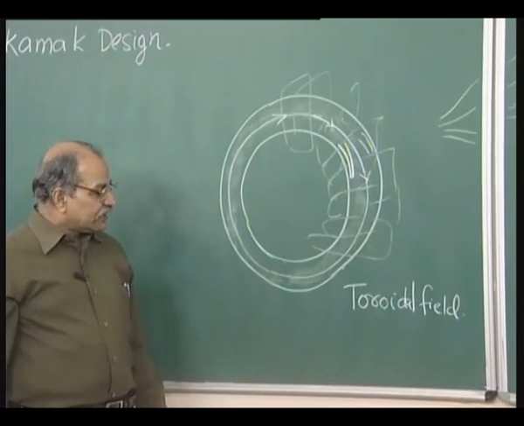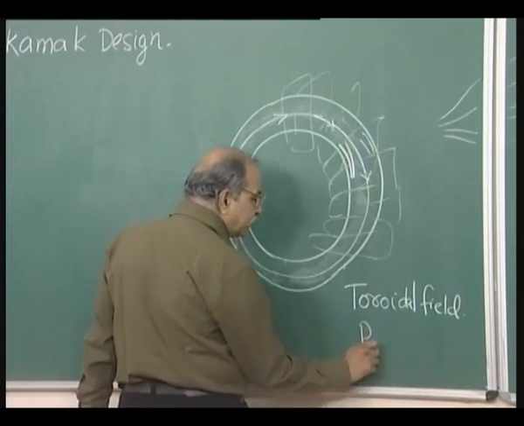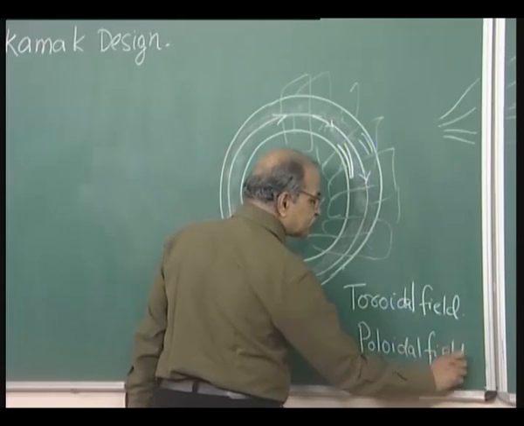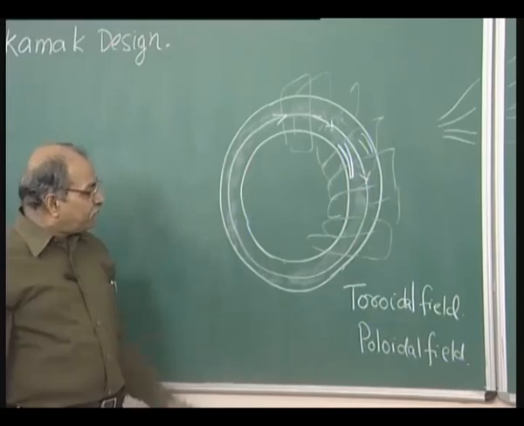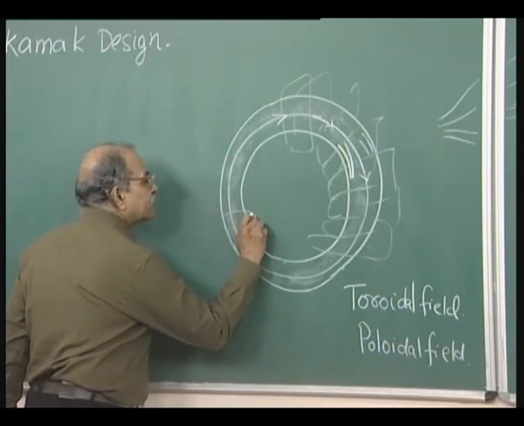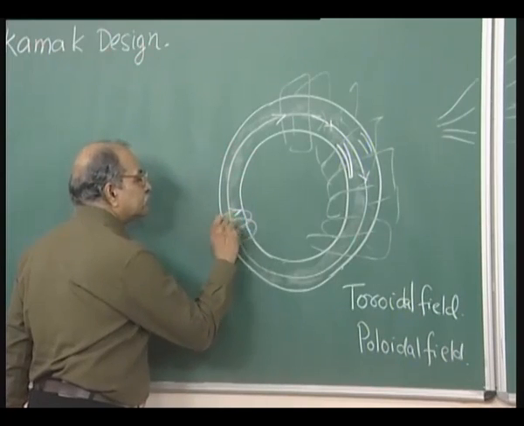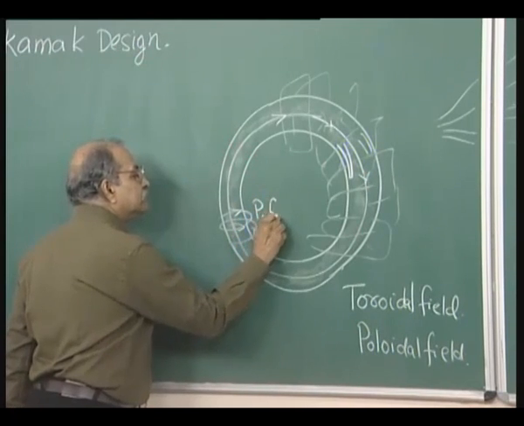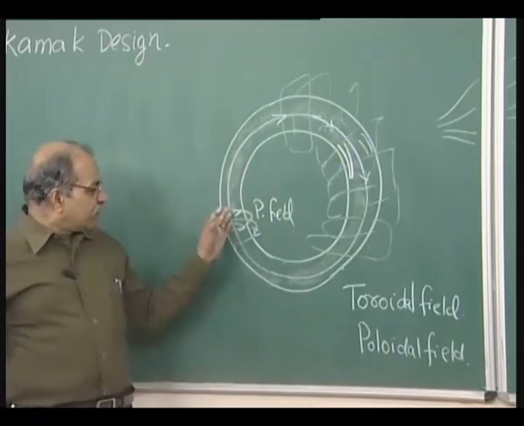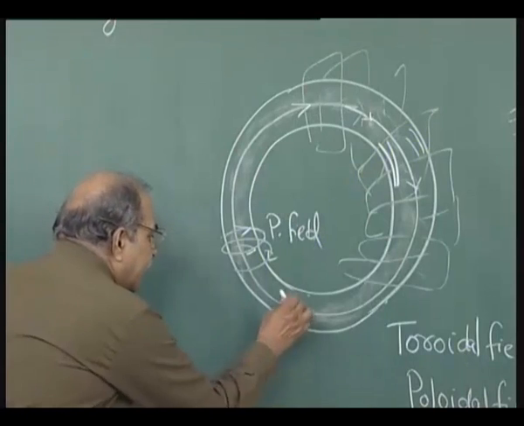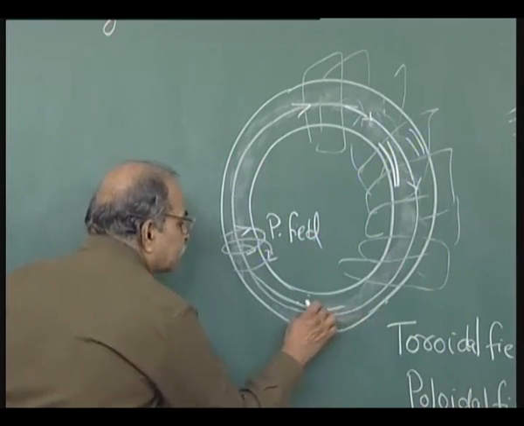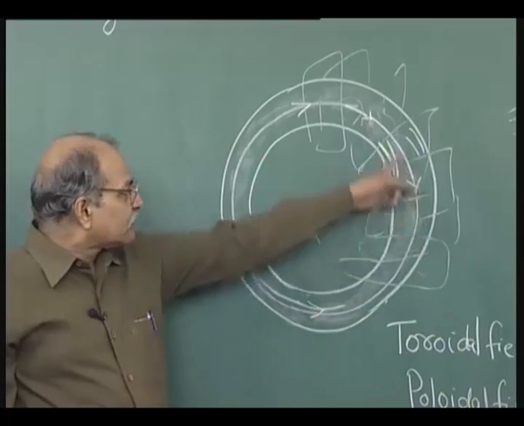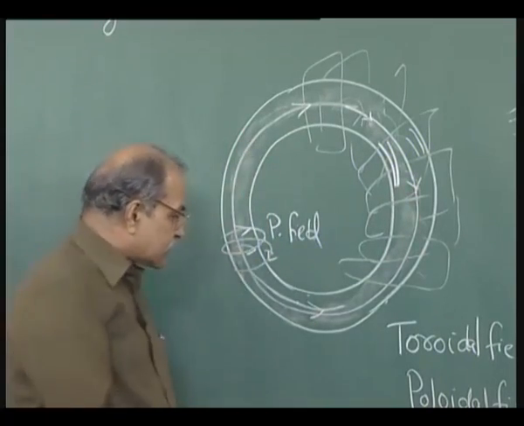On top of it, another field called poloidal field is added, and that field is circling this torus like this. So, this is that poloidal field, and this type of field can be created by passing a current along this line, along the length of this toroid, along the length of this doughnut. So, we have several circles here.